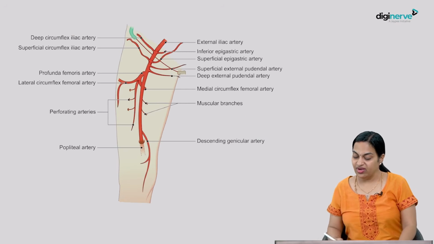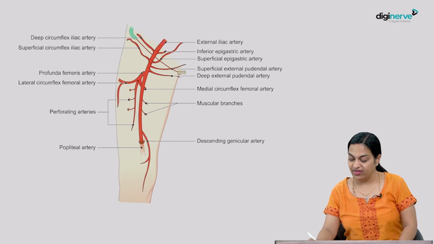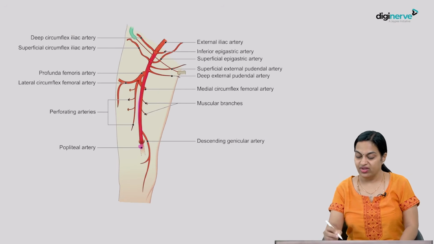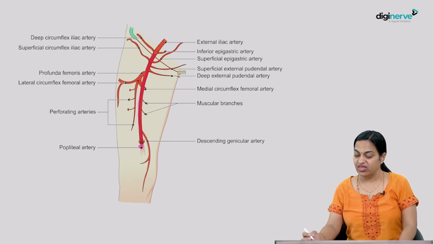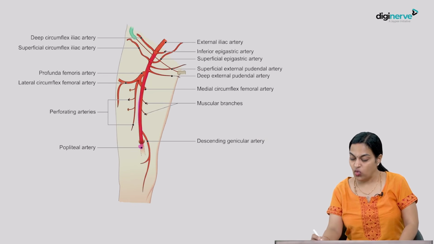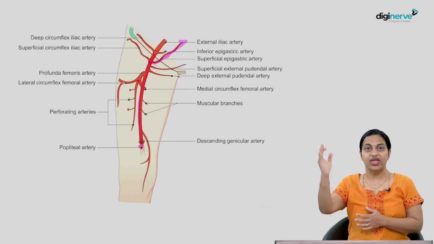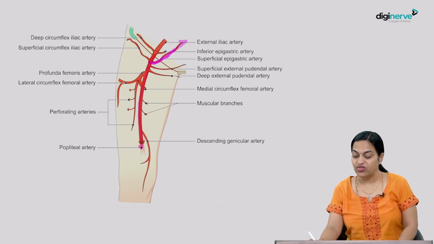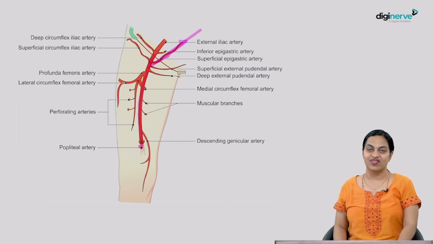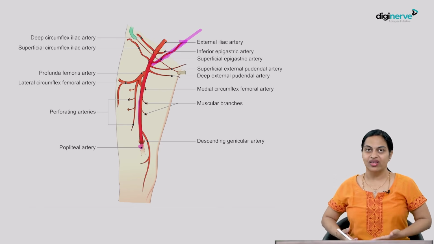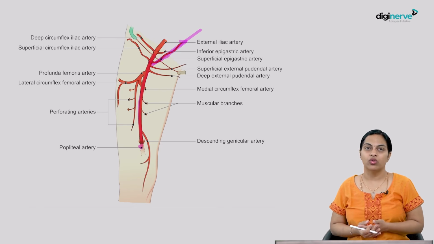Okay. So here you can identify the femoral artery, right? Yes, the muscular branches and then the superficial epigastric artery. You can see it going across the inguinal ligament upwards towards the umbilicus to supply the skin of the anterior abdominal wall, the lower part of the anterior abdominal wall below the umbilicus.